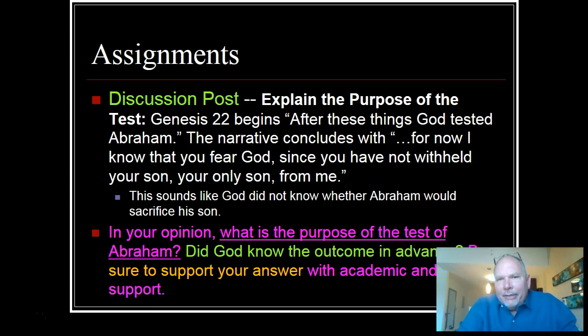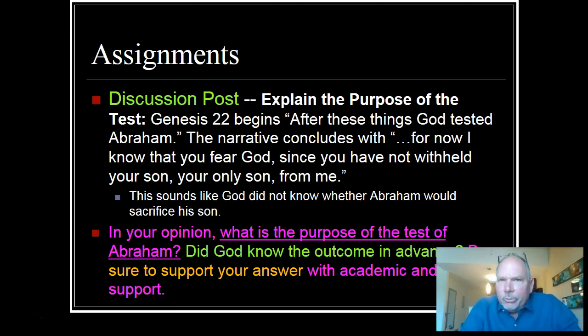So you may want to dive deeper into some of the words, know, fear God, but also really look for what is the purpose of this text, and how do these phrases communicate God to us, and what should we understand about God based upon them. So in your opinion, what is the purpose of the test of Abraham? Did God know the outcome in advance, which seems to be contrary to what the text is telling us? Or if he didn't know, what does that tell us about God? Be sure to support your answer with both academic and biblical support.